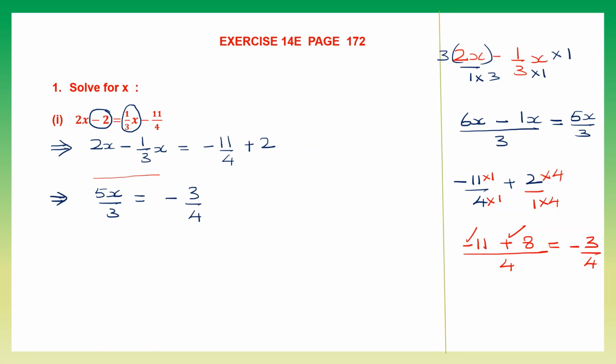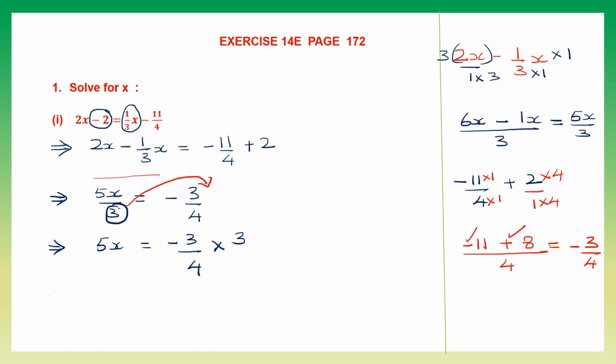Now we're going to find the value of x. So let me begin by writing 5x is equal to, on the right hand side I have minus 3 by 4. I leave it as it is. Now I'm going to transpose this 3 that is here to the right hand side. Because it's a division here, it's going to become multiplication when it goes to the right hand side. So it becomes into 3.